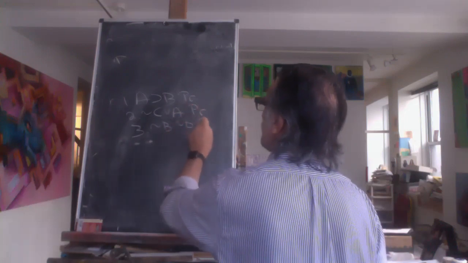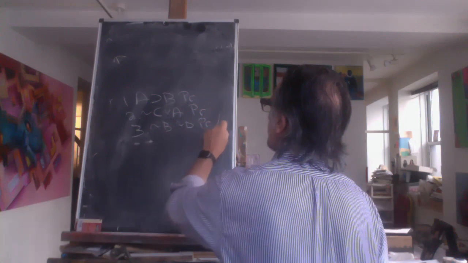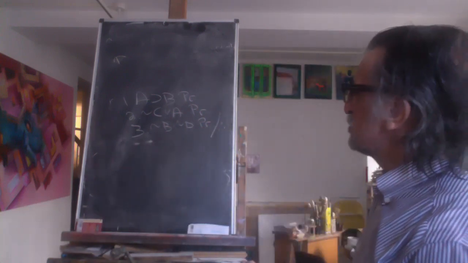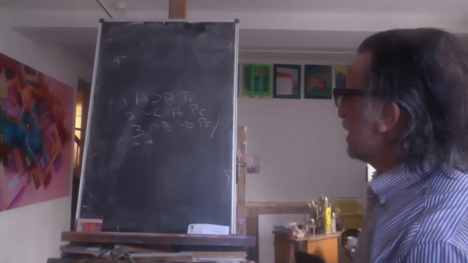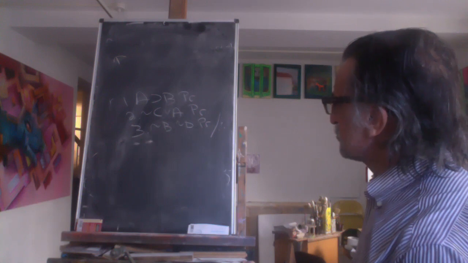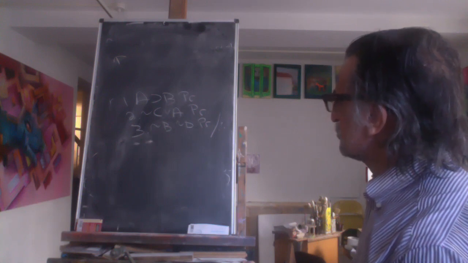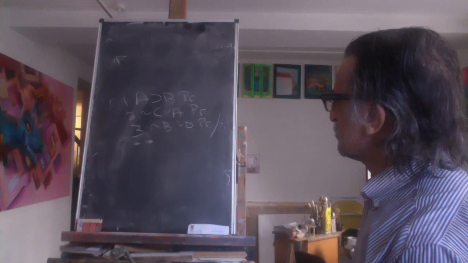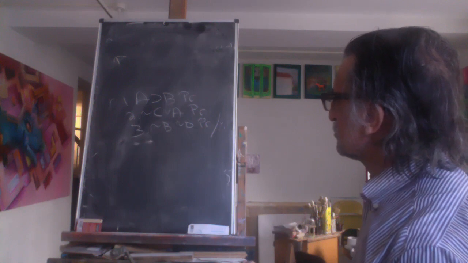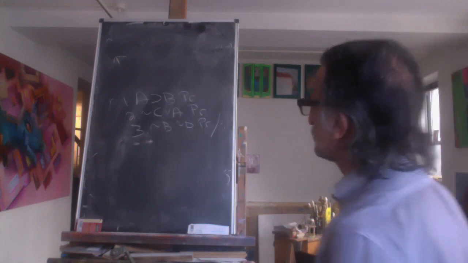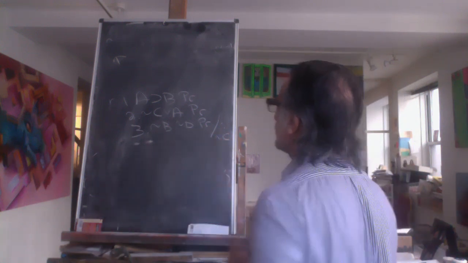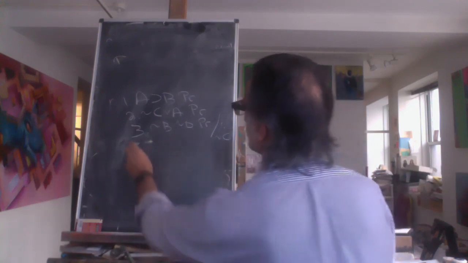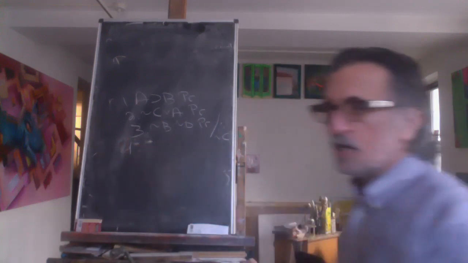Suppose we start with these three premises. If A, then B; not C or A; not B, and not D. And we want to conclude not C. All right.